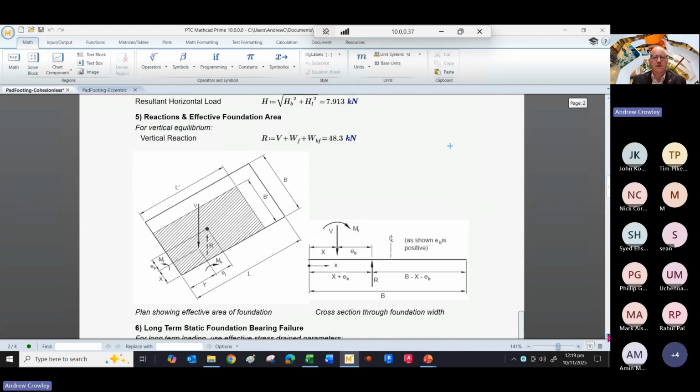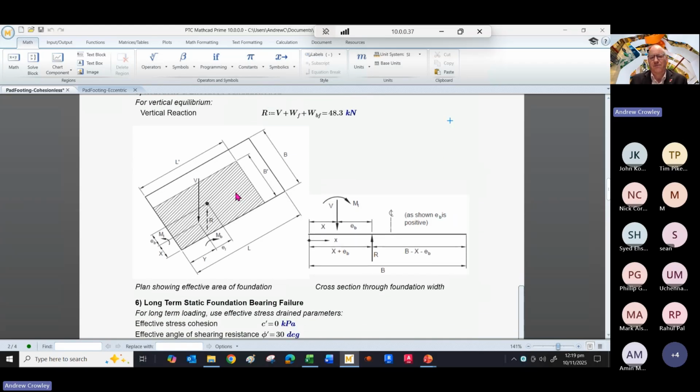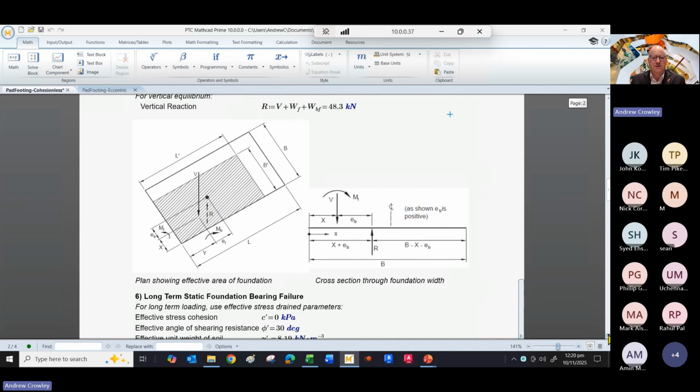So I've recycled the old diagram from the VM4. It's pretty much the same in VM2. And this shows you your plan of your rectangular pad foundation with an eccentric load. And it tells you that part of your pad foundation is effective and another part is not effective. And that's why we have an effective length, L dash, and effective width of B dash. But to calculate those, we need to work out what the eccentricity is.